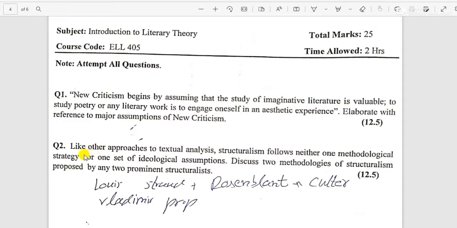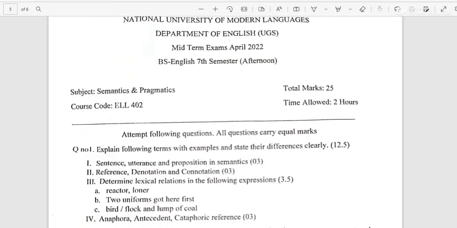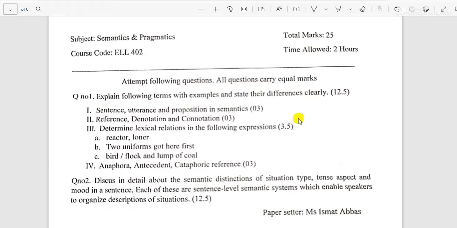And question number 2 is, like other approaches to textual analysis, structuralism follows neither one methodological strategy nor one set of ideological assumptions. Discuss two methodologies of structuralism proposed by any two prominent structuralists. And this is paper of semantics and pragmatics.